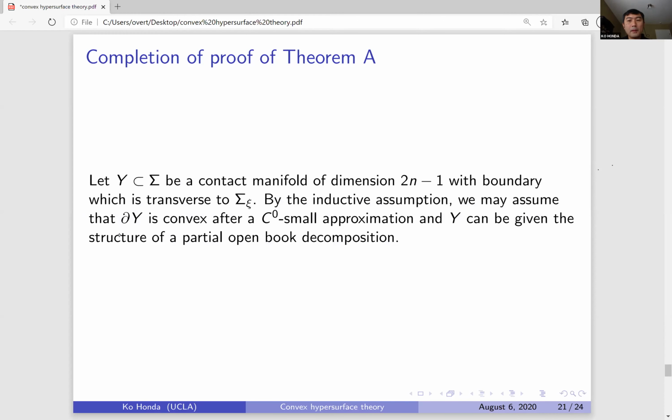Okay. So suppose you have this is the transverse section, Y. Suppose you have a contact manifold of dimension 2n minus 1 with boundary, which is transverse to its characteristic foliation, like this.